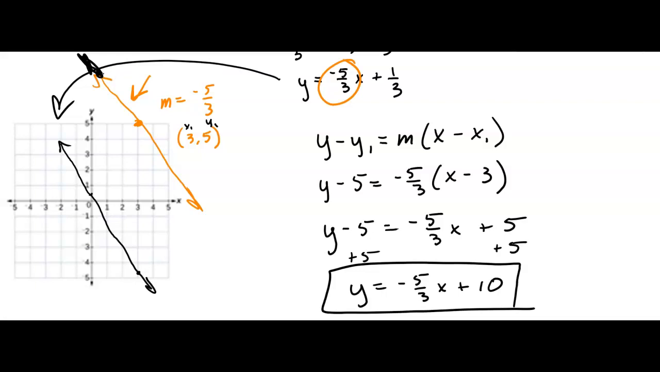Okay, so that's how we do that. We want to find the equation of a line parallel to another line. We're going to use the same slope, and then we use the point that they give us that our line has to go through. Okay.